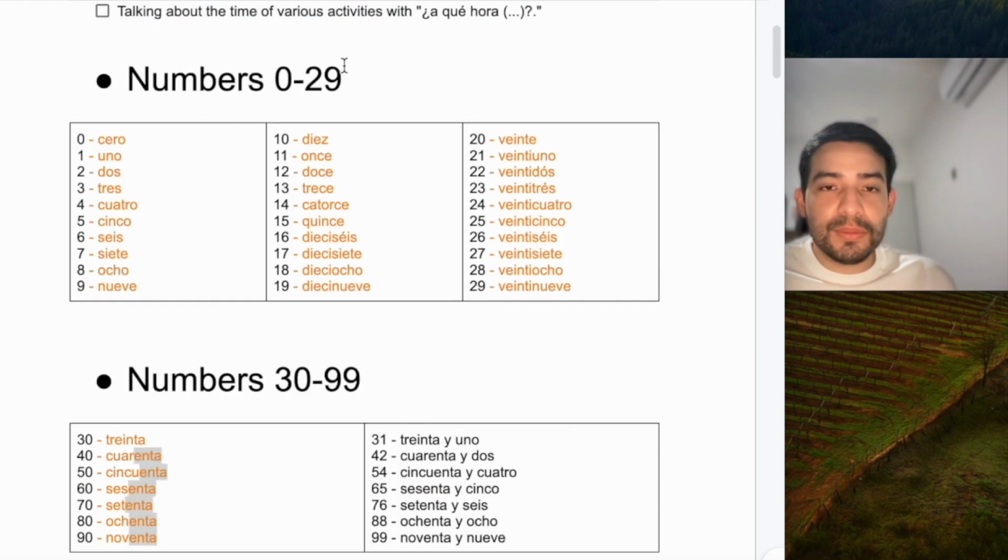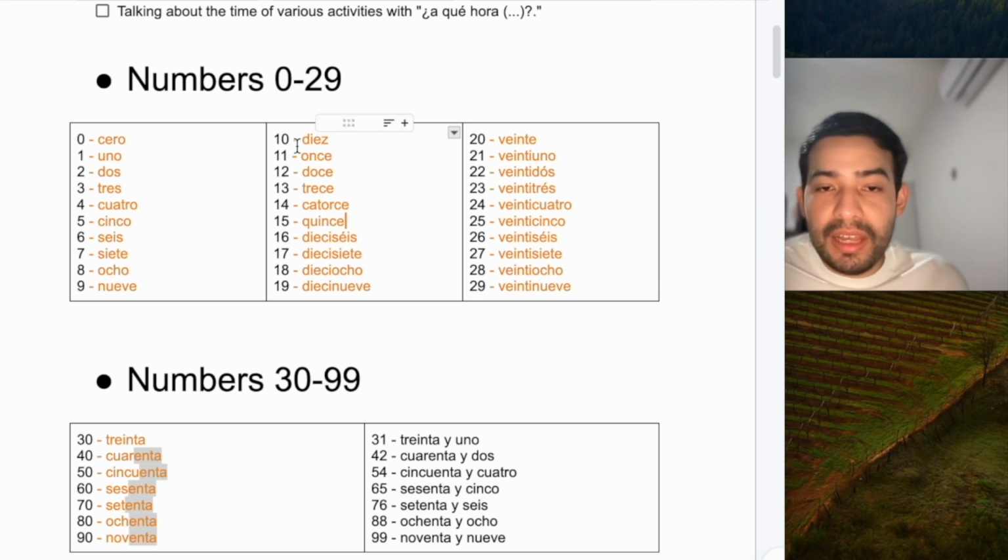Let's start with numbers from 0 to 29. I will just read them out loud so you can stop at the one that you think you need to practice the pronunciation of, and I will explain some patterns that you might be able to find, okay? Here, it's 0, 1, 2, 3, 4, 5, 6, 7, 8, 9. Then we have 10, 11, 12, 13, 14, and 15.